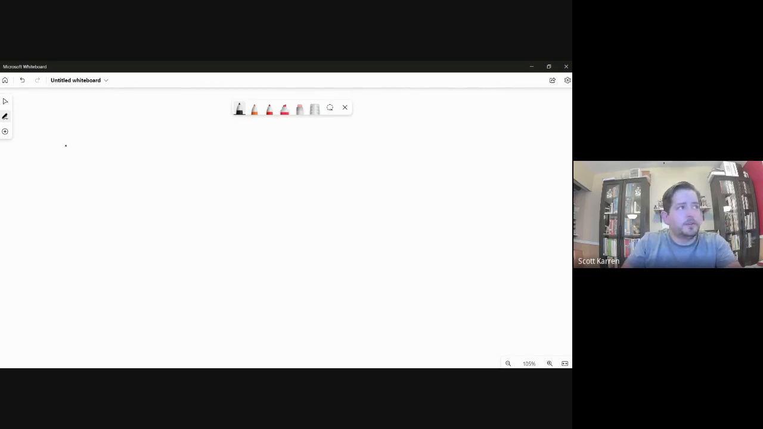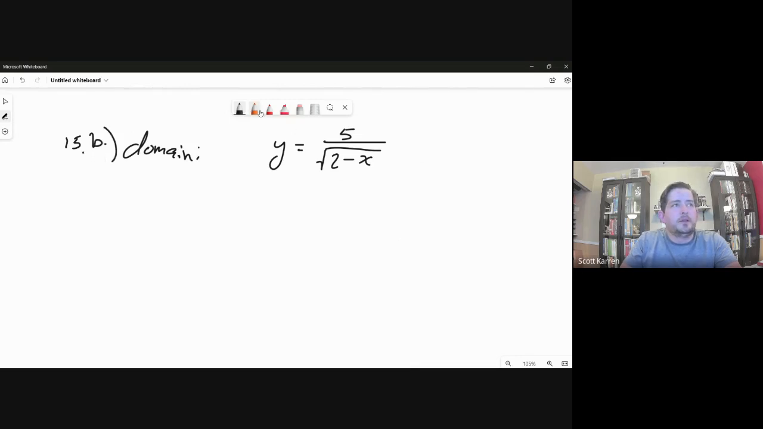Another thing that we talked about early in the semester was the domain. So if I have a function, let's say here y equals, let's go with 5 over root 2 minus x. So this is 15b. Now, our domain issues up to this point, we had more later, but we had you can't divide by 0. So when you have division, your denominator can't be 0. And then the other thing that we had was that you can't take the square root of a negative number.